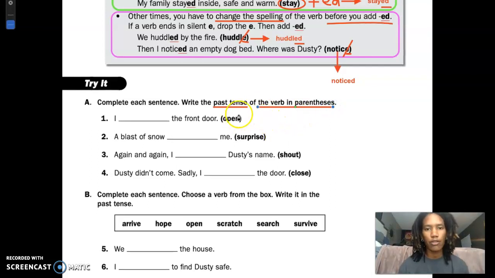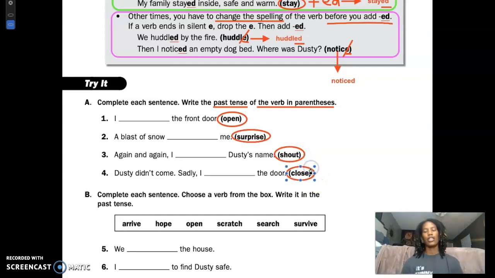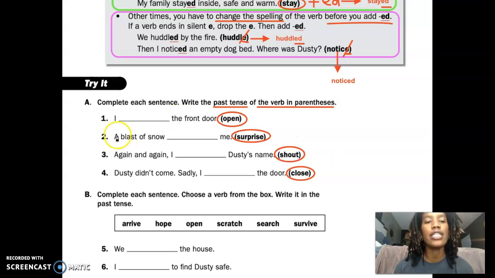So let's circle our verbs. Open is our verb. Surprise is our verb. Sorry, y'all, my circles. Shout is our verb, right? Close is our verb. Okay, these are all of our verbs, and we're going to put these in past tense. Not all of them. I'm only going to show you a few examples. Okay, so let's look at number one. I blank, or open, but in the past tense, the front door.